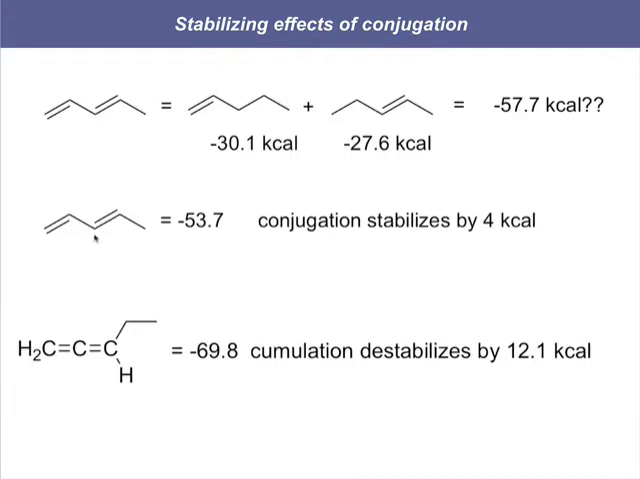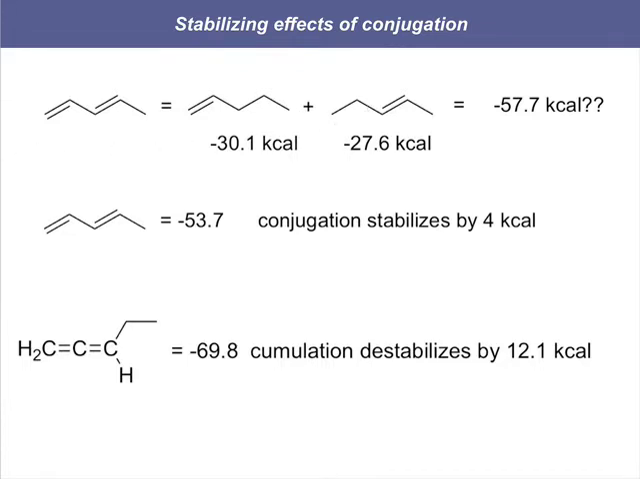This pattern, double bond, single bond, double bond, single bond, that alternating double-single pattern, is called conjugation. And this is evidence that conjugation is a stabilizing factor. For some reason, and we'll talk about why in a few minutes, these bonds together are more stable than they would be if they were separate.